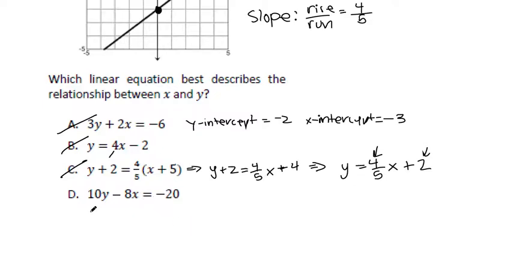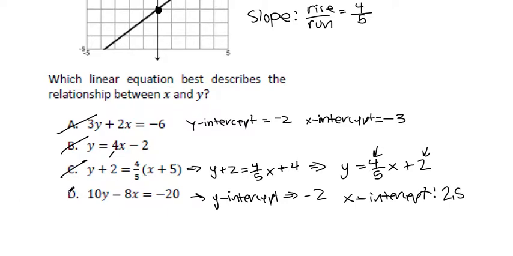All right, so here, if I find my y-intercept, set my x to 0, I see that the y-intercept ends up being -2. And my x-intercept, I'm going to set my y to 0 and solve for x, and my x-intercept ends up being 2.5. There we go. We found it. D is the answer.